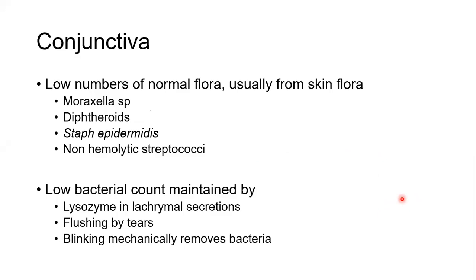We have the conjunctiva, which has low numbers of normal flora, and these usually come from the skin flora. The main ones are Moraxella species. We have the diphtheroids, Staph epidermidis comes up again, and then we also have the non-hemolytic streptococci.